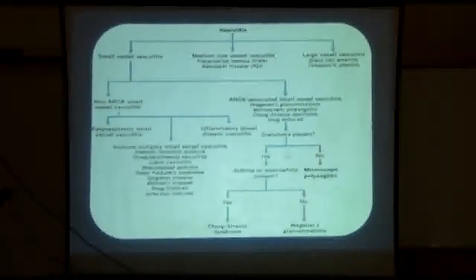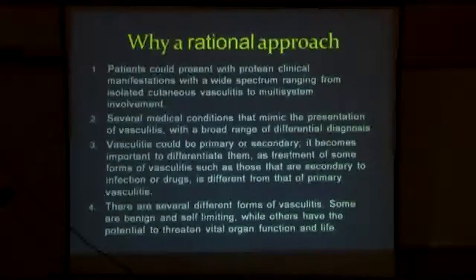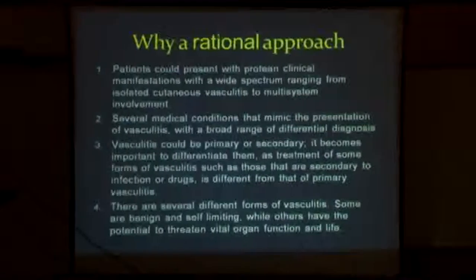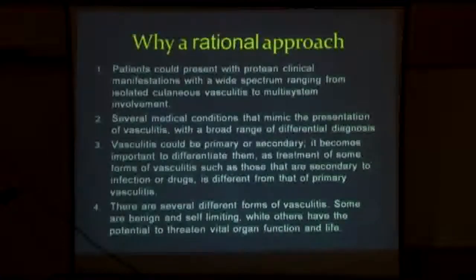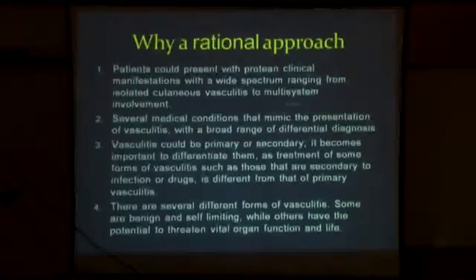Okay. Now, this is just a quick classification of vasculitis. I will go into this deeper in the subsequent slides. Now, why this rational approach is important when we are talking about vasculitis, particularly cutaneous vasculitis. Patients could present with protean clinical manifestations with a wide spectrum, ranging from isolated cutaneous vasculitis to multi-system involvement. That's what we spoke about earlier itself.